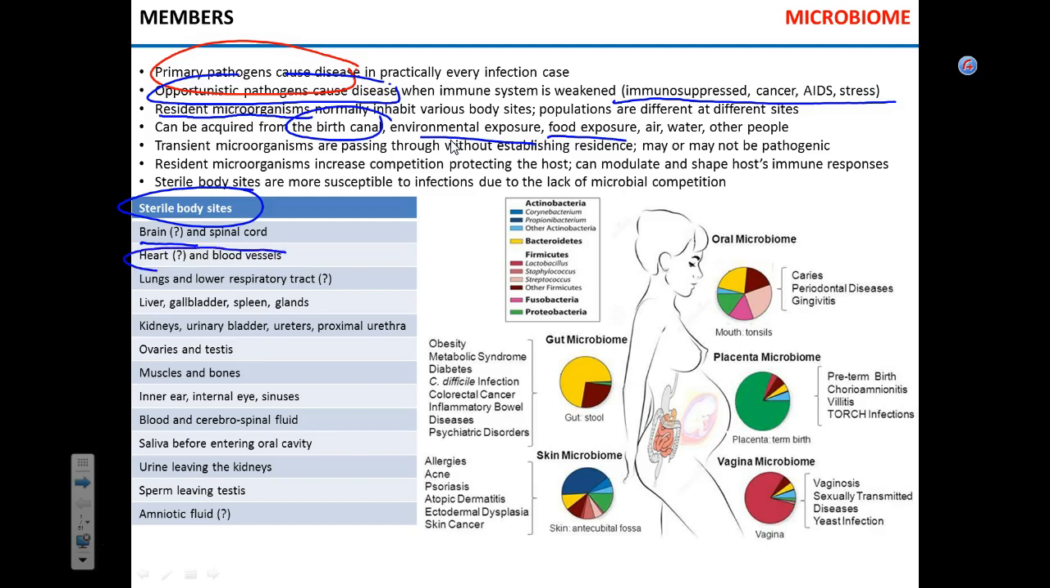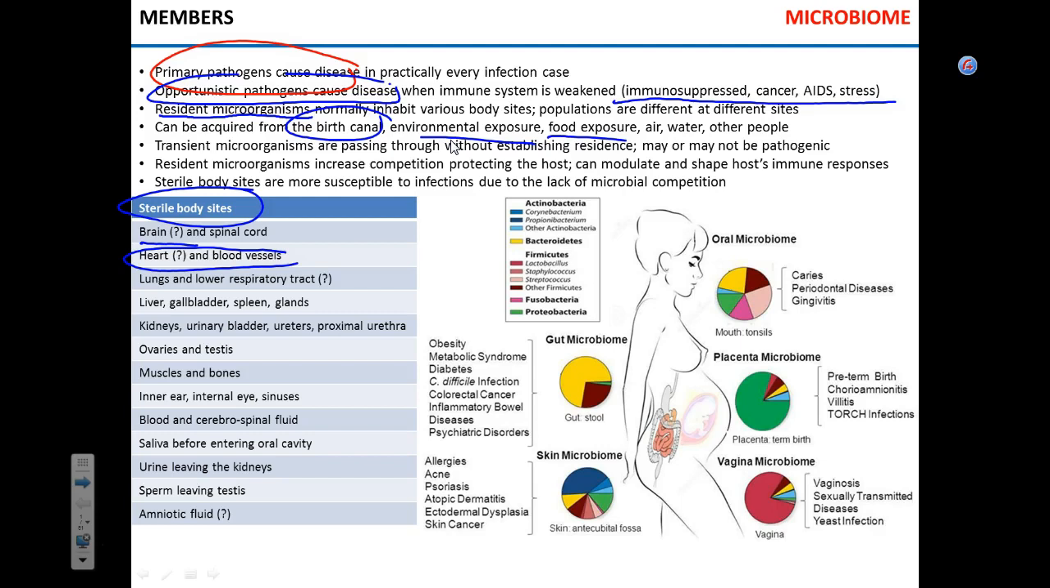Heart. Still a question, because heart by itself is sterile, but blood carries all kinds of microorganisms all the time. So the question is, do we have any of those microorganisms colonizing endothelium of the heart? Do we have the answer? No. So for our intents and purposes, both heart and brain are sterile.